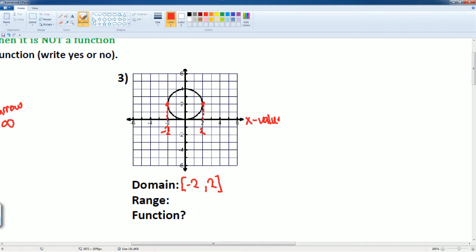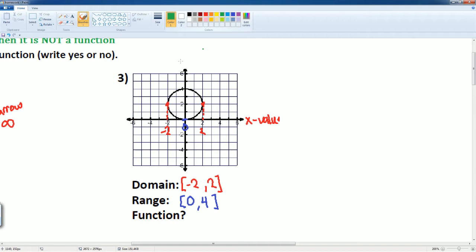Then the range. The range is when we look from the bottom all the way to the top. The bottom y value here is 0 and it goes all the way up to 4. Does it touch the 0? Yes, so it's closed there. Does it go all the way and touch 4? Yes, so it's closed there.